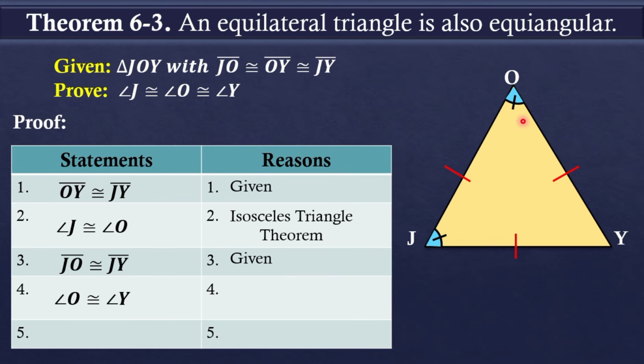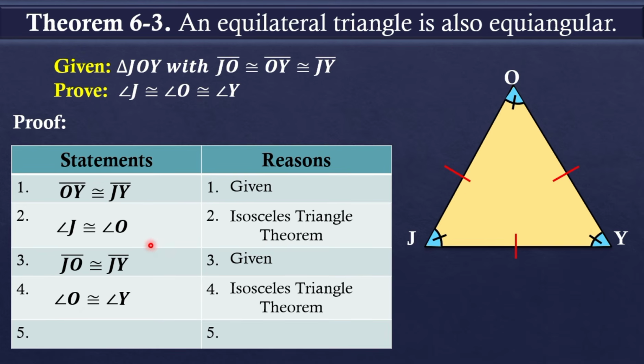So pwede mo yun gamitin. Angle O is congruent to angle Y. So lagay po natin siya by Isosceles triangle theorem. Okay, so since these two sides are congruent, so kung congruent siya kay angle Y, ibig sabihin, kung congruent tong side na to dito, ibig sabihin, itong angle niya, congruent din dito.